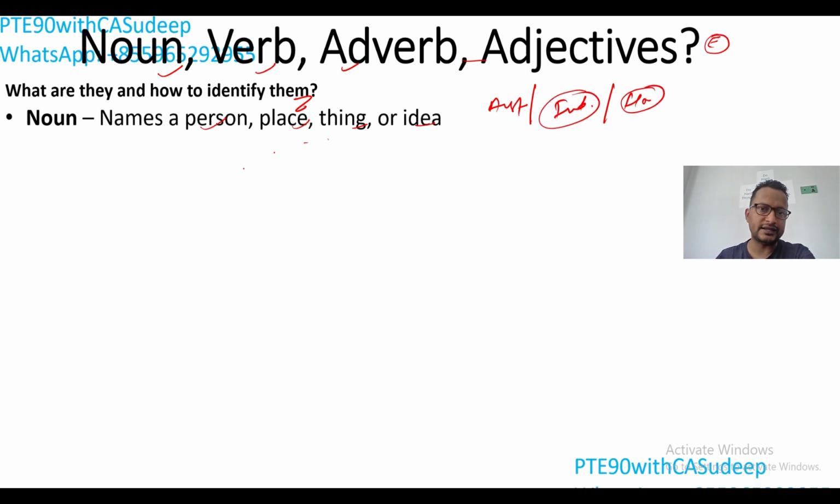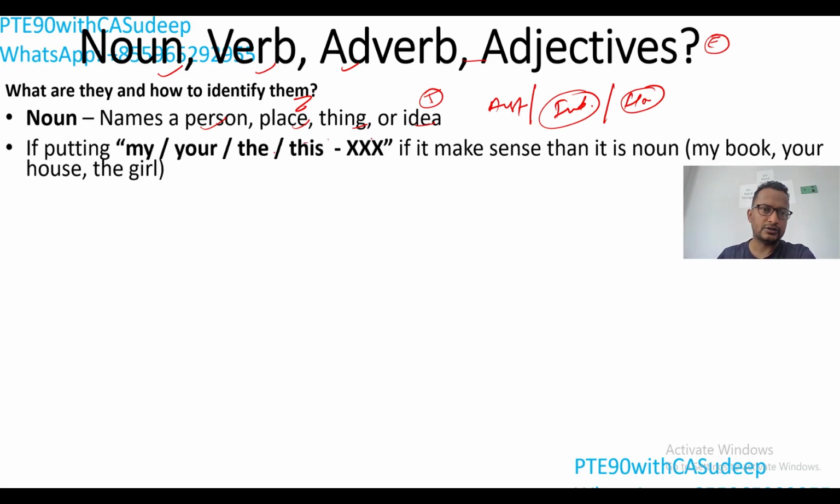So those are nouns. In PTE Academic, there are certain things you can use to identify a noun correctly. If you put my, your, the, or this in front of that particular word, and that makes sense, then that is a noun. For example, this house. This house is making sense, right? So now house is a noun.